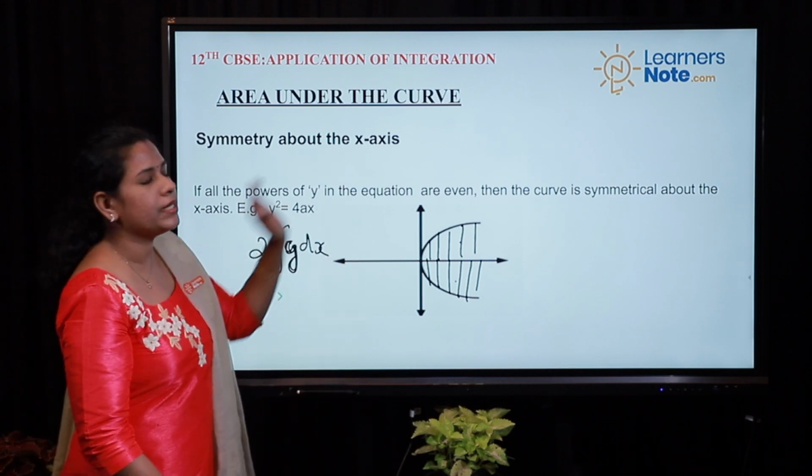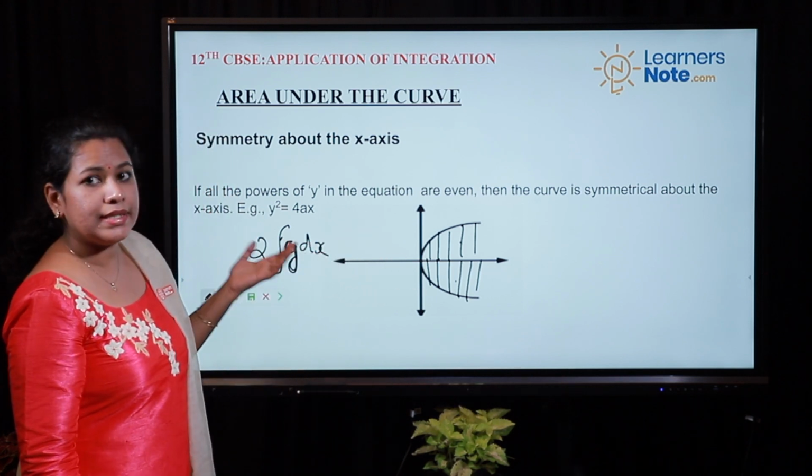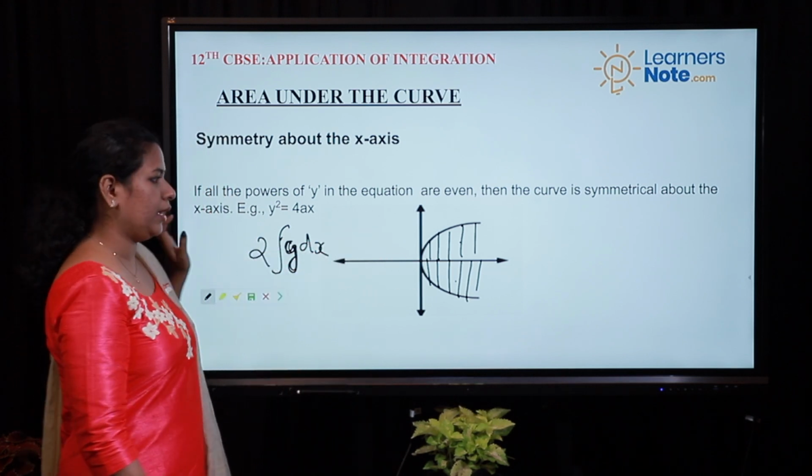So, this is about the symmetry about the x-axis. If you study the symmetry, we can save a lot of time in the calculation.